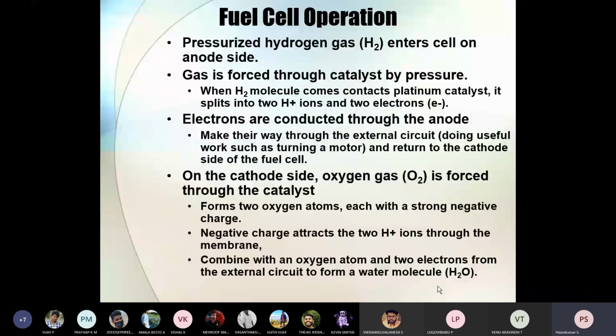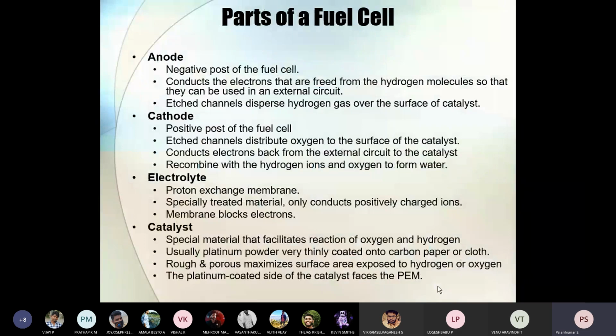So how does the fuel cell work? First of all, I should have hydrogen gas in a storage tank, pressurized. From the pressurized hydrogen gas chamber, the gas enters the cell on the anode side. We pass the hydrogen gas to the anode side, where the gas is forced through a catalyst. What catalyst are we using? A platinum powder coated carbon paper.